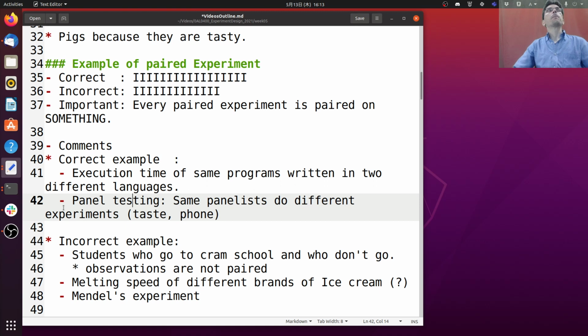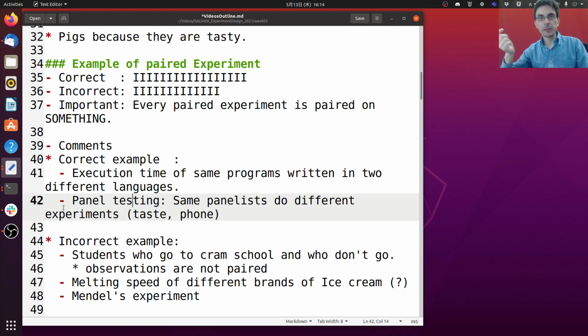Okay? By the way, when I say the word paired, do not think of a pair as 2 people linked together, because you may think of 2 different people. And that's not it. The idea of paired is that the experiments are linked by a common denominator.